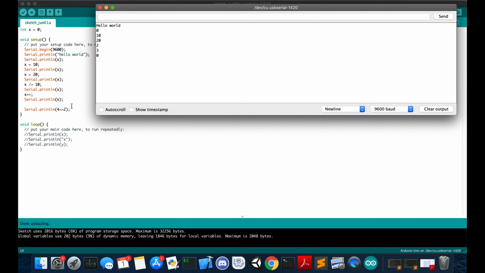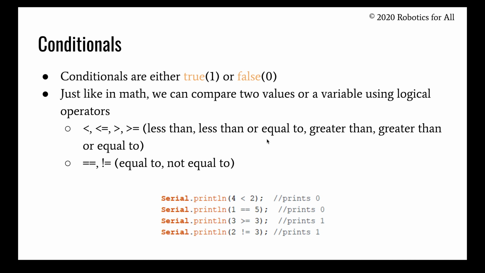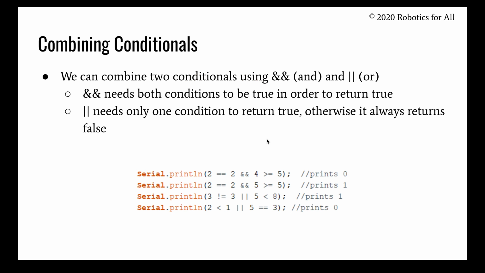Yeah, see how it prints 0, which is just false. This is a more complex thing where you can combine conditionals. Using the double ampersand means and, and the double bar means or. So we'll walk through this first one.